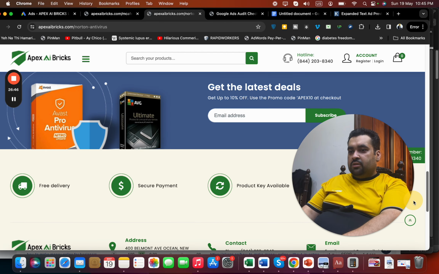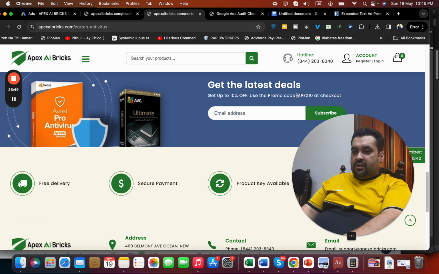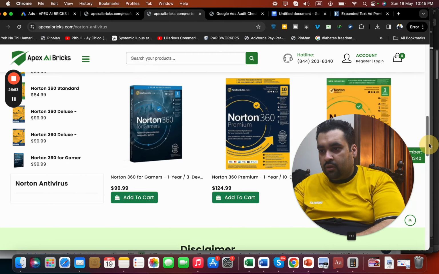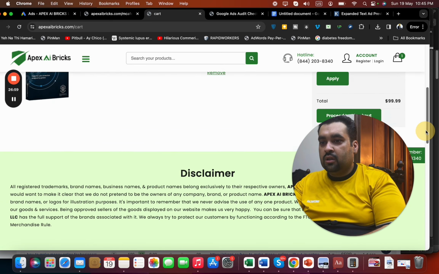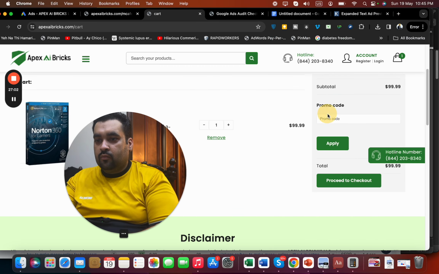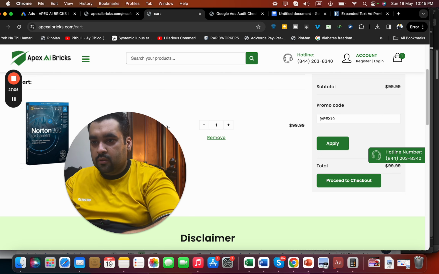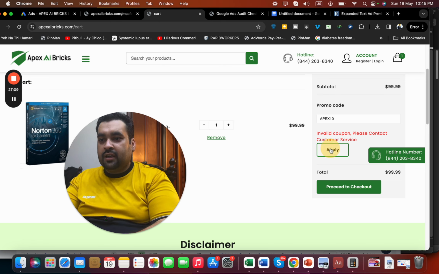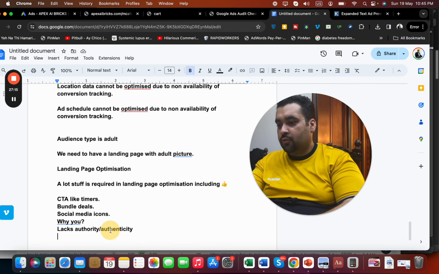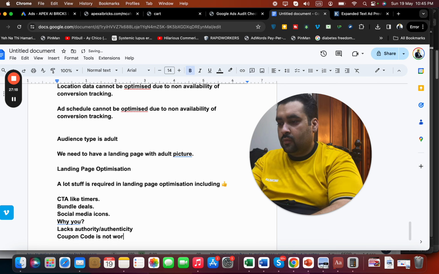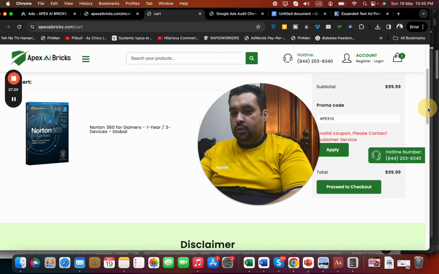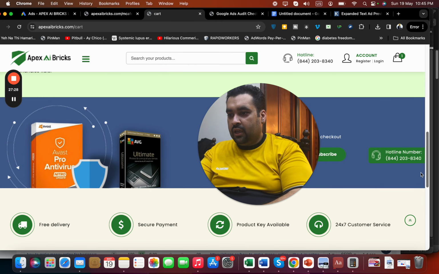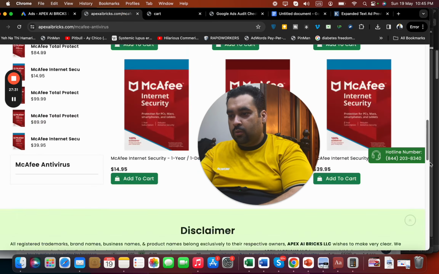Also, you are showing the email details over here and the promo code apex 10. Okay, I want to try whether this apex 10 is working or not, because I have seen that some people have coupons recommended but they do not work. You can see that the coupon code is not working. You are recommending a coupon code, and it is not working. That is a very negative aspect from a sales point of view. Come on, this is not to be accepted.